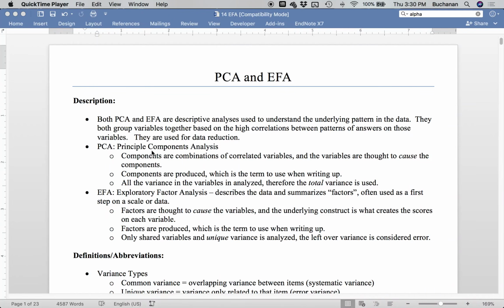Hey guys, what we're going to cover in this video is PCA and EFA, specifically EFA, with a small comparison to principal components analysis. So both principal components analysis and exploratory factor analysis are descriptive analyses that you use to understand an underlying pattern in the data. They generally group variables together based on high correlations between patterns of answers. So mostly this is a data reduction technique.